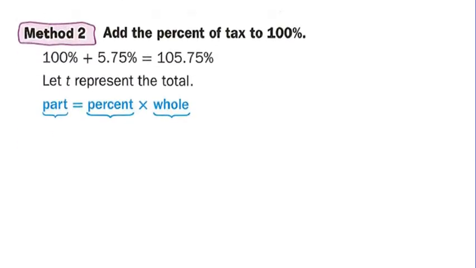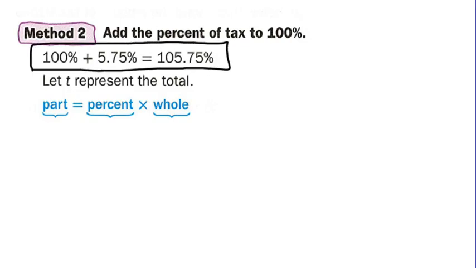Another way to do this would be to add the percent of tax to 100%. So think about it this way. I like this little bit that they have right here. They say, all right, instead of thinking to yourself that you're adding the cost plus the amount of tax in dollars, let's add the percentages first. So what represents the price of the exercise equipment? Well, the price of the exercise equipment is $140. Well, 100% of that is $140, so it's really like 100% plus the tax amount, which is 5.75%.